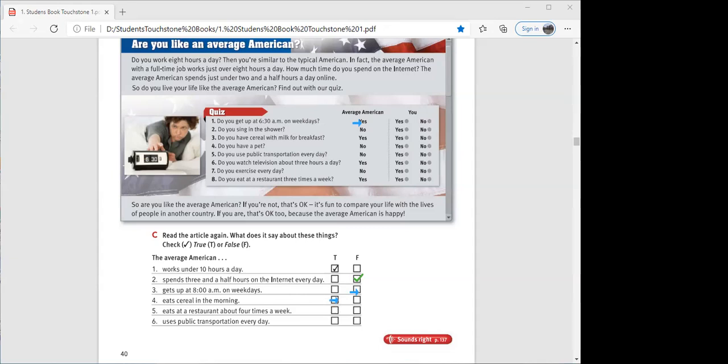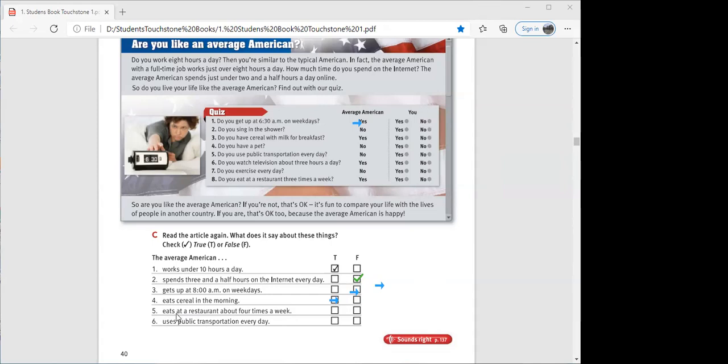Number 5, it's at a restaurant about 4 times a week. False. Why? They say 3 times a week, not 4 times. You have another example with the consonant and the vowel. It's at a restaurant about 4 times a week.